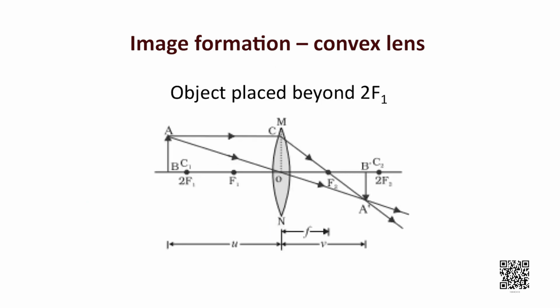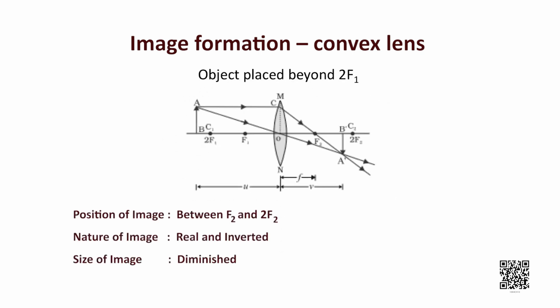For an object AB held beyond 2F1, perpendicular to the principal axis, we may consider two rays starting from point A. The ray which is parallel to the principal axis, after refraction, shall pass through the focus on the other side of the lens. On the other hand, a ray passing through the optical center will pass through the lens without any deviation.